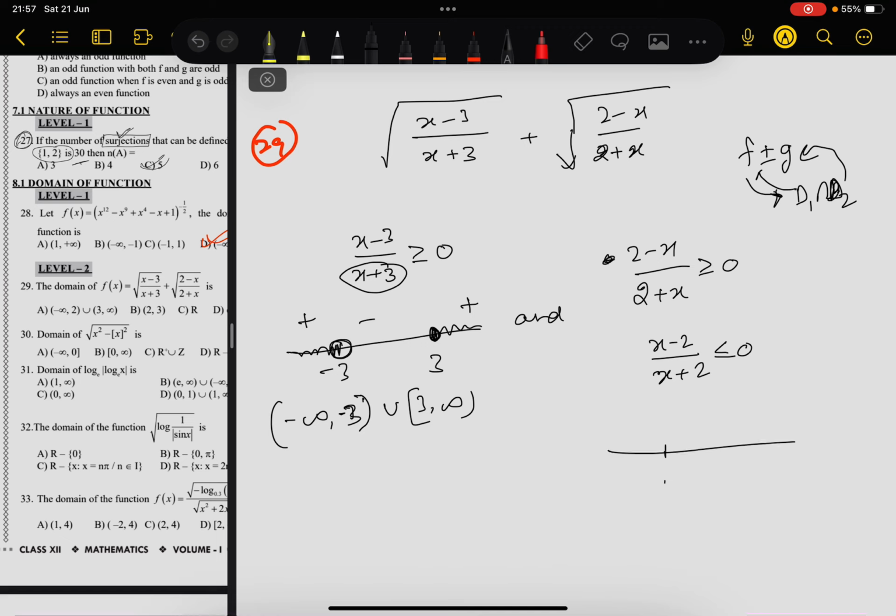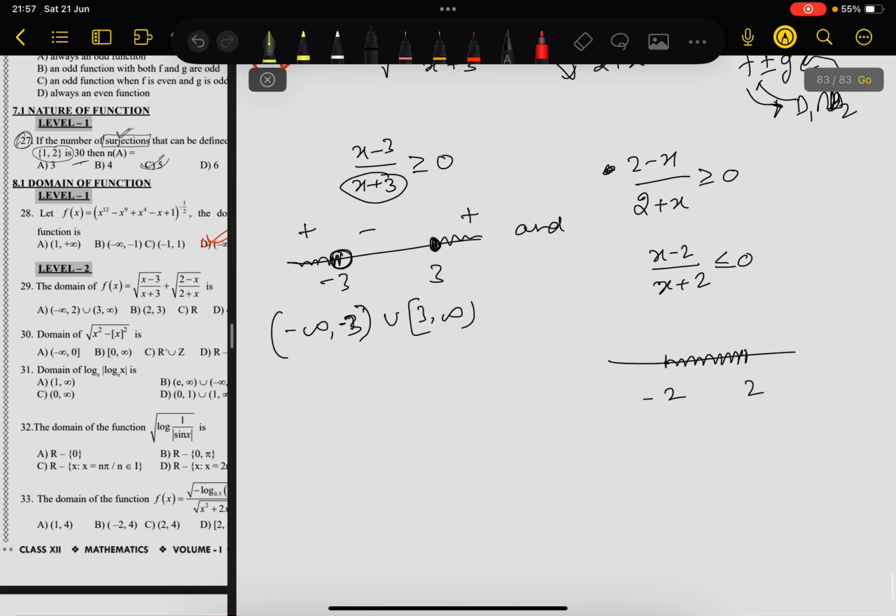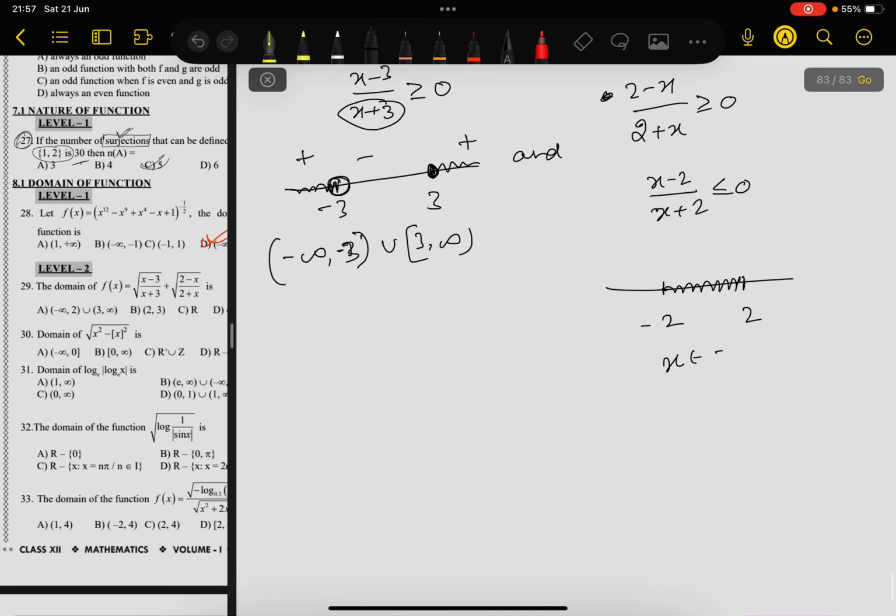Now draw a number line with minus 2 and 2. Because it is negative, it will be negative between the roots. So x belongs to (minus 2, 2), where minus 2 is not included but 2 is included. Now let's take the intersection. This is minus 3, this is minus 2, 2 and 3. So this is 3 included to infinity, and minus infinity to minus 3, where minus 3 again is not included, so here also we have to make an open interval. Again this is minus 2 to 2.